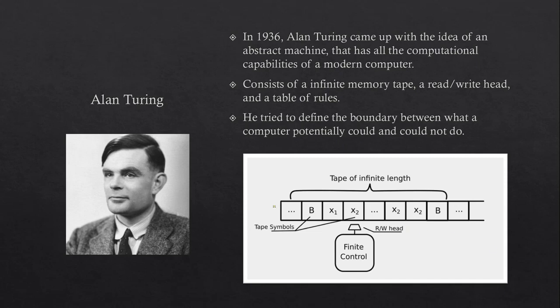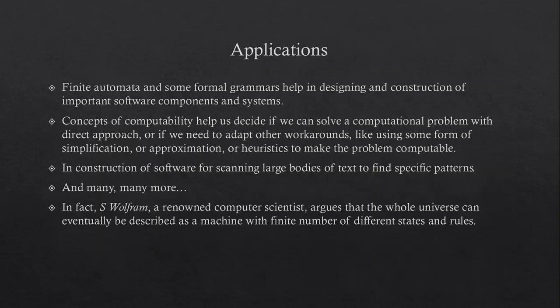It only had a memory strip, an infinite strip of memory divided into cells, a read-write head that could either write into each cell or read from it, and a control table that would hold all the predefined rules that would tell the machine what to do in which situation. Alan Turing also tried to define the boundary between what a computer can and cannot do, which is, as we talked about, a part of the computability theory.